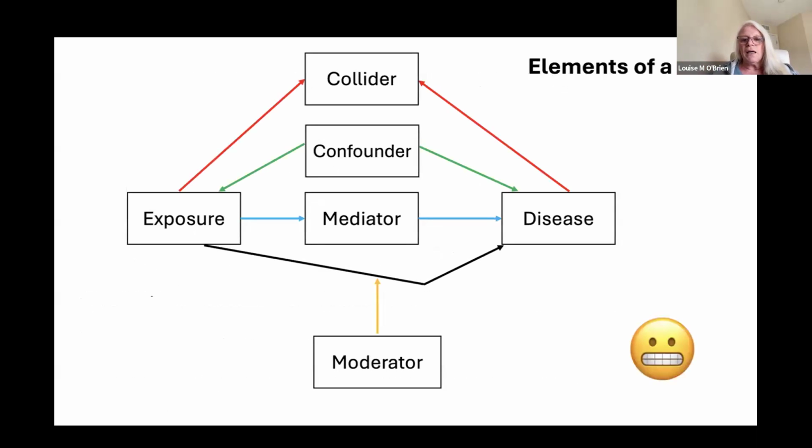So this is what you can think of as a sort of DAG. It's kind of complicated. We've got our exposure over here. We've got our disease or our outcome of interest over here. And we've got lots of pathways that can happen in between. And like I said, we're just going to talk about this one, really the confounding effect, but we also have to think about some of these others.